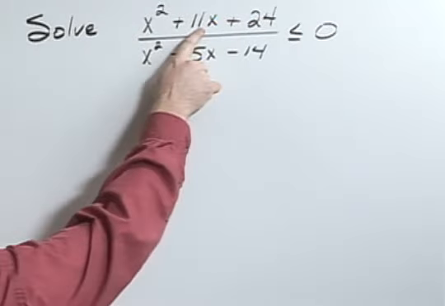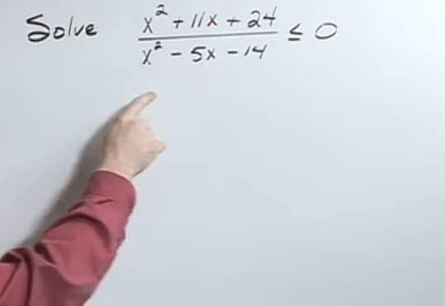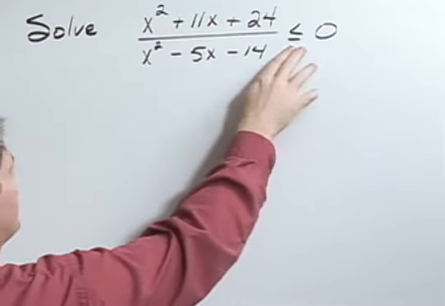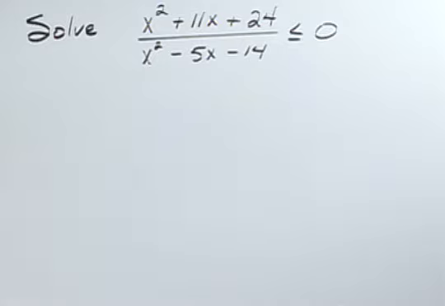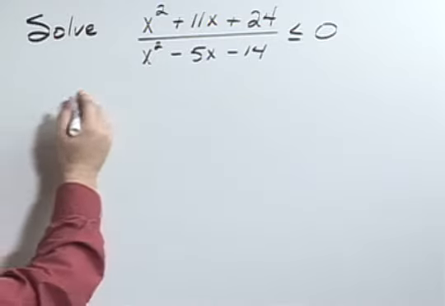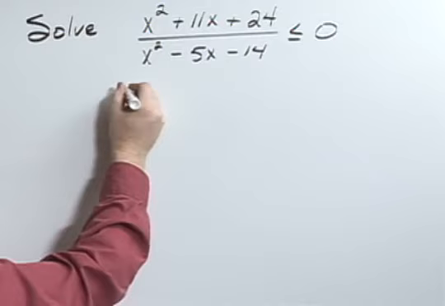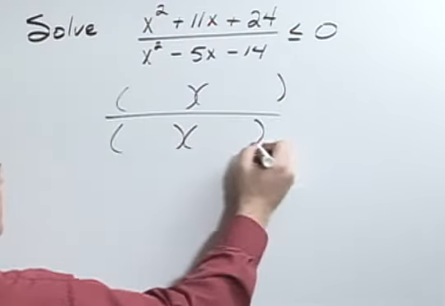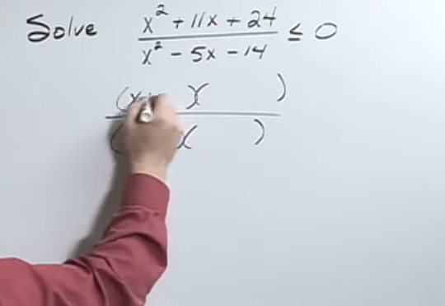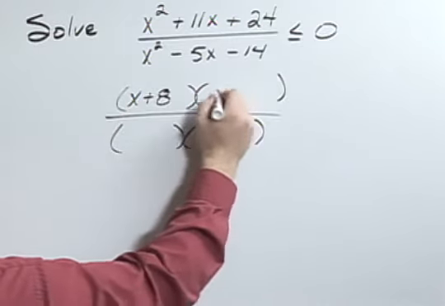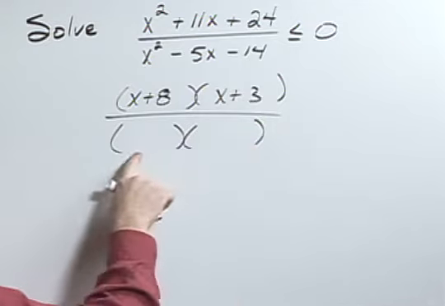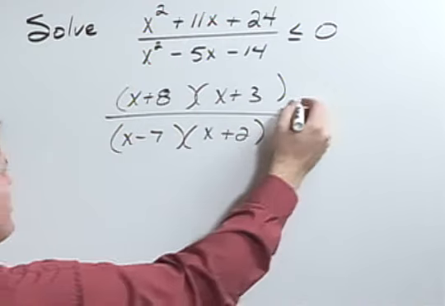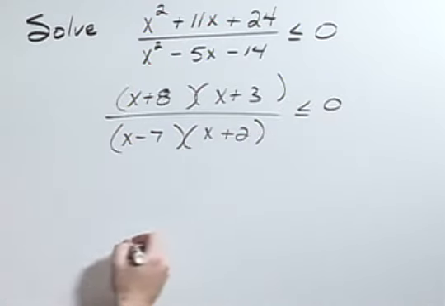(x² + 11x + 24)/(x² − 5x − 14) ≤ 0. To solve this, I first need to factor these. So if I factor that numerator and denominator, I get (x + 8)(x + 3). For my denominator, I get (x − 7)(x + 2), which is less than or equal to 0.